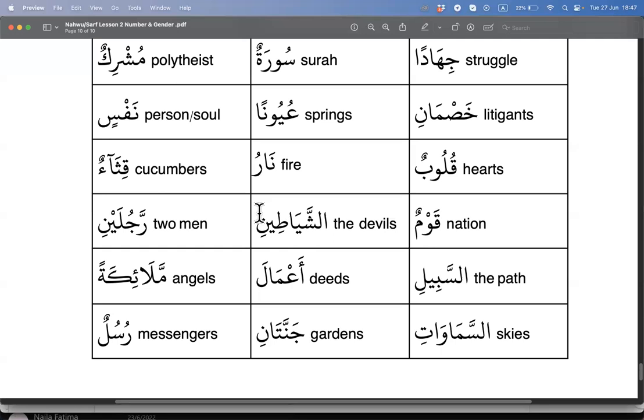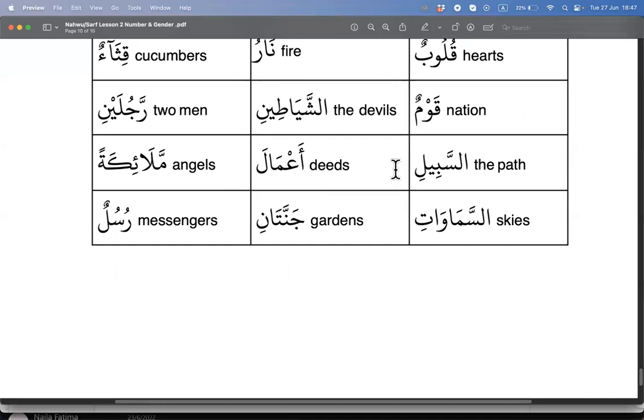Rajulaini. It's aini, so nasab jar. It's dual and masculine. Good. Asabili. It's jar. Singular feminine. Very good. A'mala. It's nasab, singular feminine. Good. Malaika. It's nasab, singular feminine.